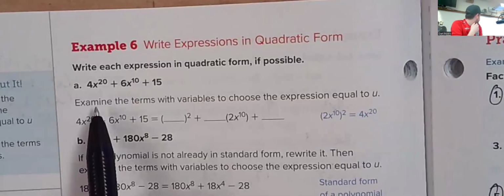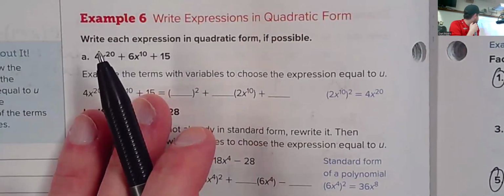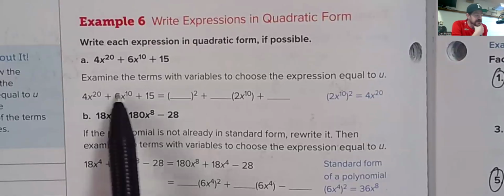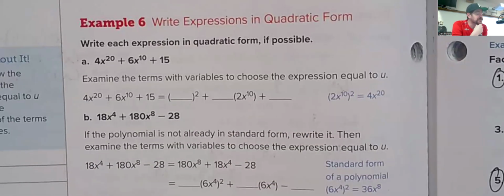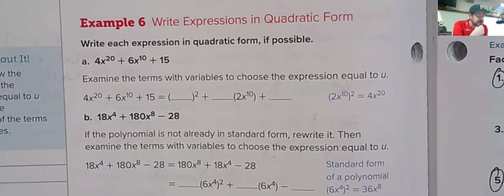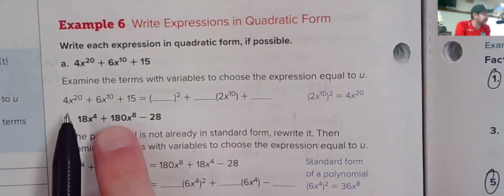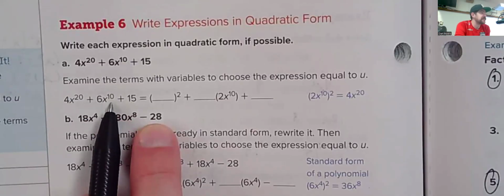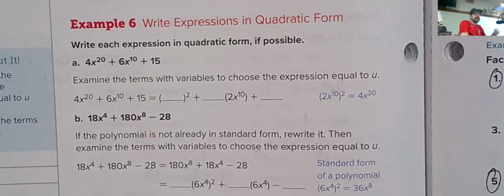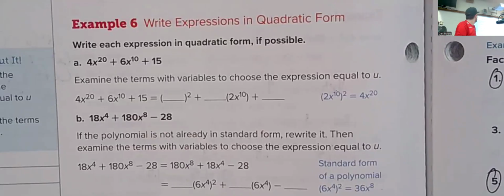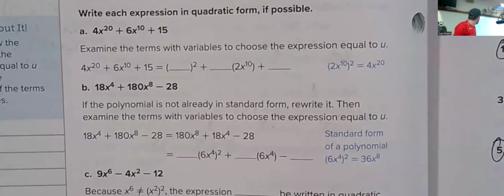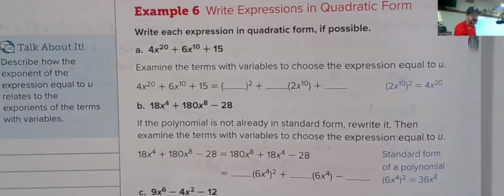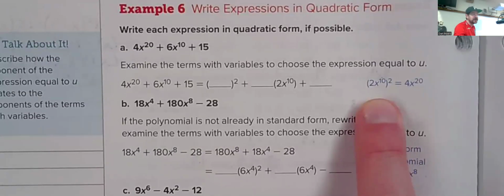This problem here says 4x to the power of 20 plus 6x to the power of 10 plus 15. Examine the terms with the variables to choose the expression equal to u. Now, if you think about what we've got going on here, hopefully we know that x to the 20th is x to the 10th times x to the 10th, because you'd add the exponents. 10 plus 10 is 20, which would be x to the 10th power squared. Now, u is not just x to the 10th power here. It shows you right here that u is actually 2x to the 10th power.